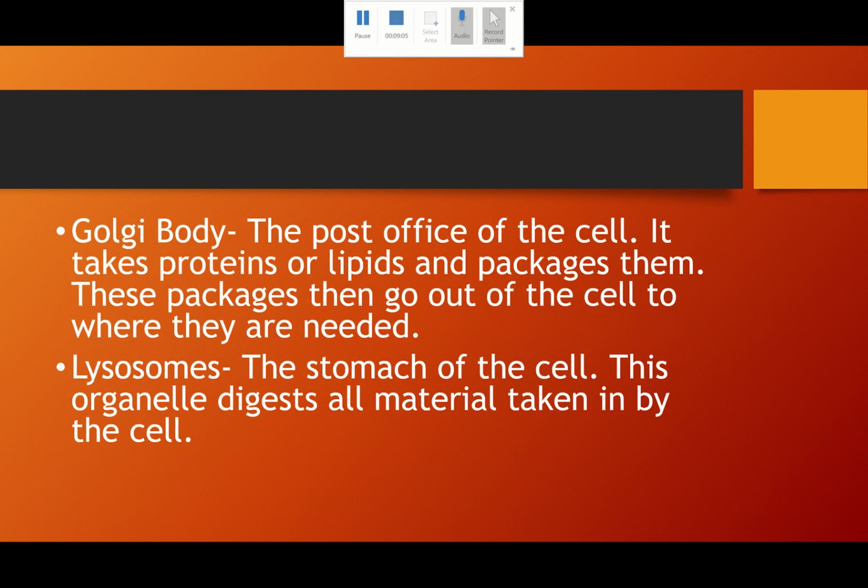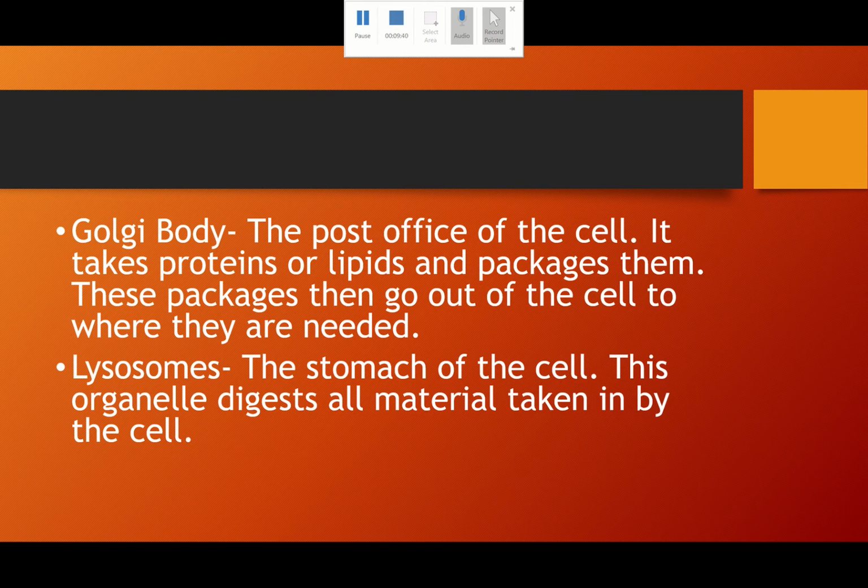If you want to move things to the outside of the cell, we have to use the Golgi body. The Golgi body, we call him the post office of the cell. Now think about a post office. Can I go to the post office and, with enough money, can I send a package anywhere in this world? Yes. I can send a package from here to China, from here to Australia. I can send one from here to Virginia. That's not that far. But the Golgi body lets me package up the proteins or the lipids from the smooth and rough ER, and then I can send them outside of the cell to wherever they're needed.